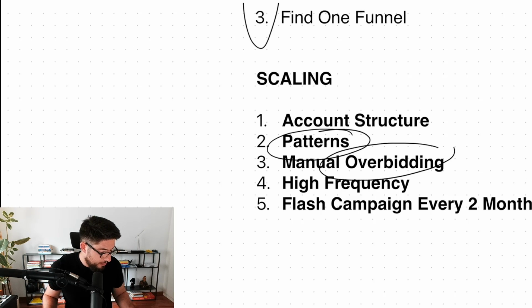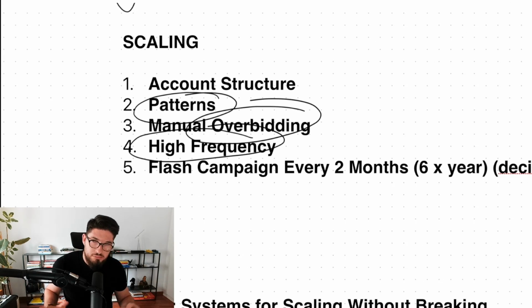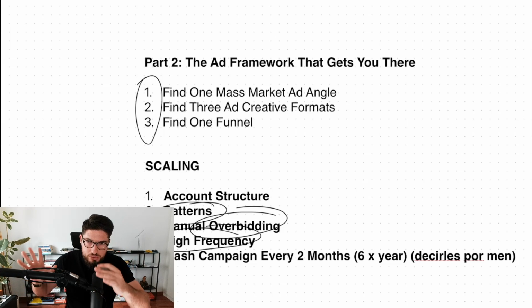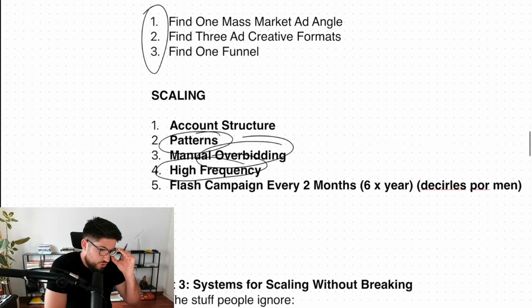Go for manual overbidding. I break it down in many of my videos to basically bully your competitors. Don't be scared of high frequency and run a flash campaign every 2 months. This will be a framework. Again, I don't want to get crazy technical, but primarily work on the angles, study the market, find a few ad creatives that work really well for you, stick to those, and work on having one funnel. Work on the funnel, improve it until you have a really good conversion rate and conversion metrics.